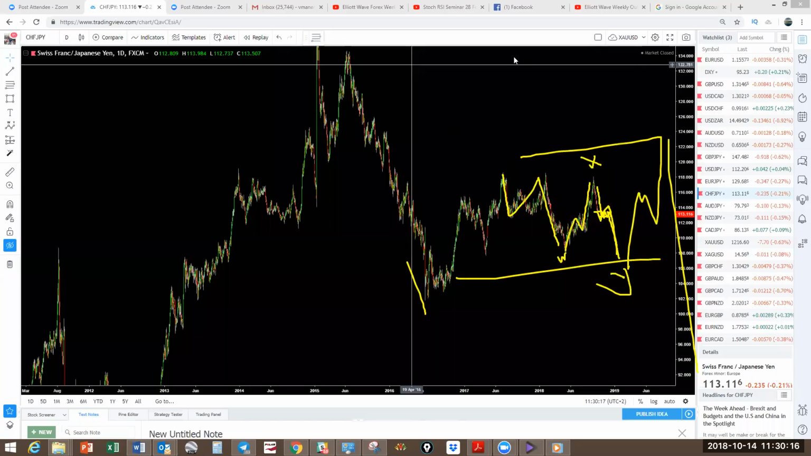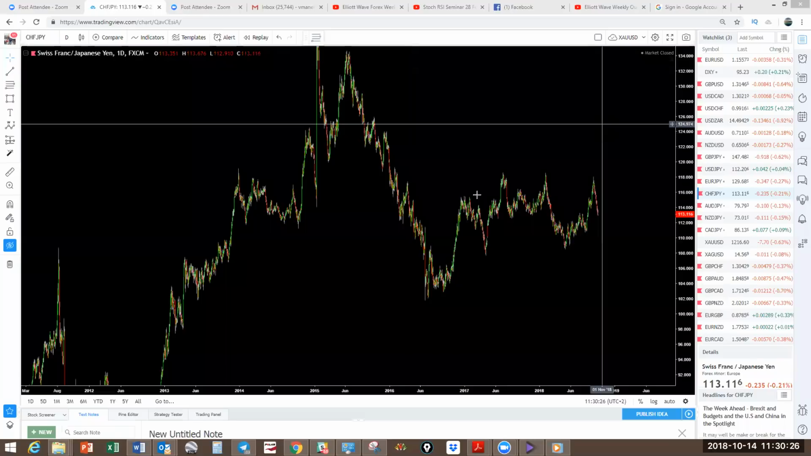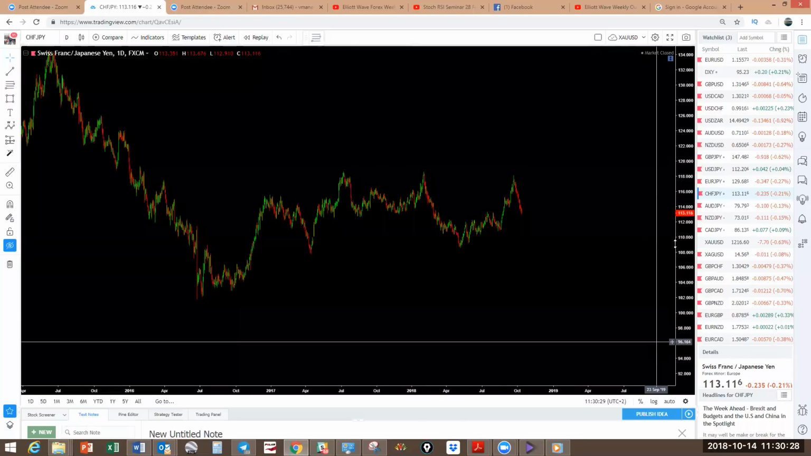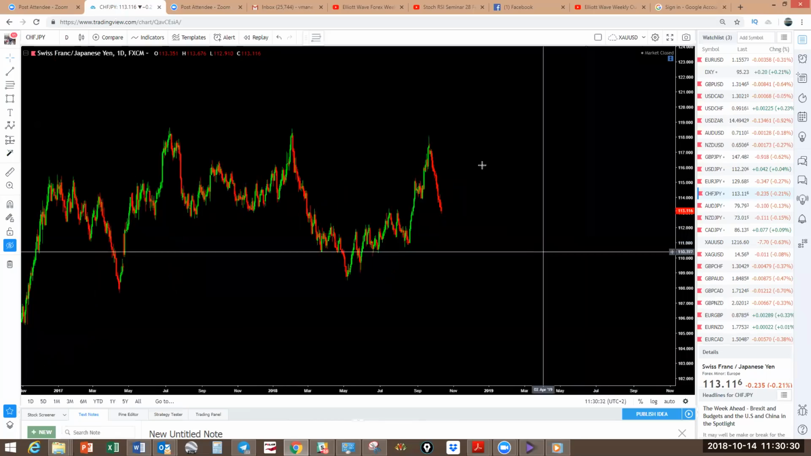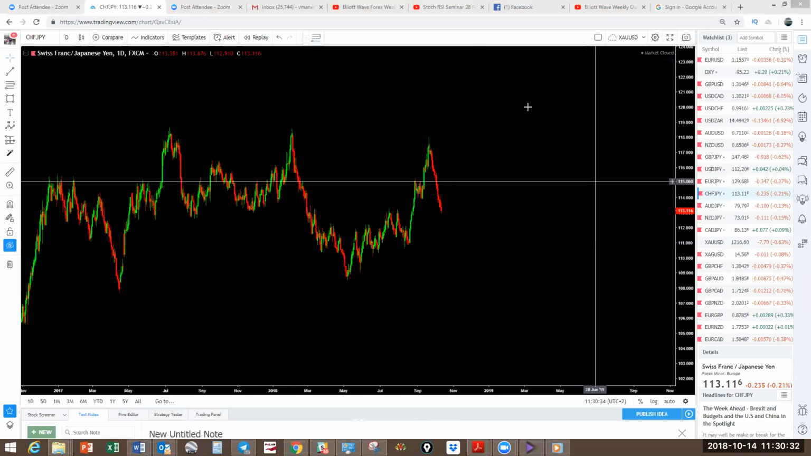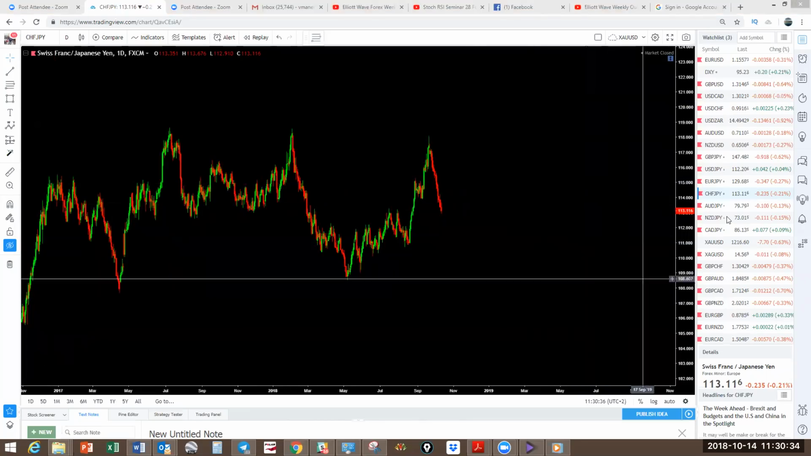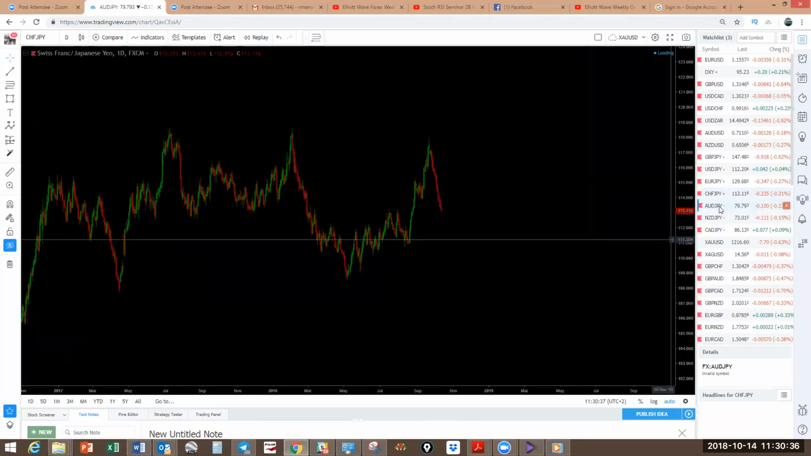Okay, that big corrective structure for this one will be something like this. Will be something like 1, 2, 3. See, very interesting. But don't worry so much about the forecast. What you can see immediately is this pulsing move to the downside. Okay, that's CHFJPY. Very interesting. AUDJPY.